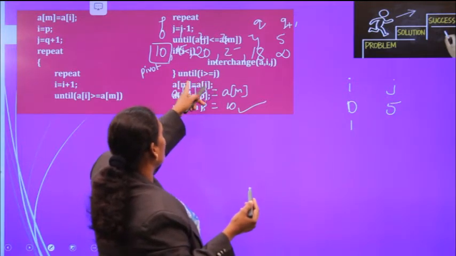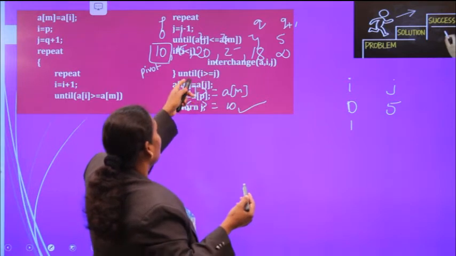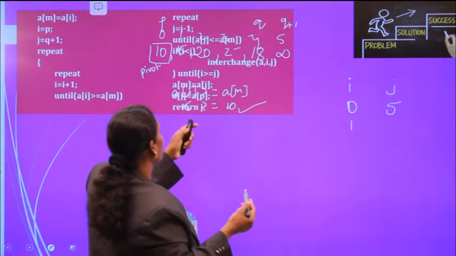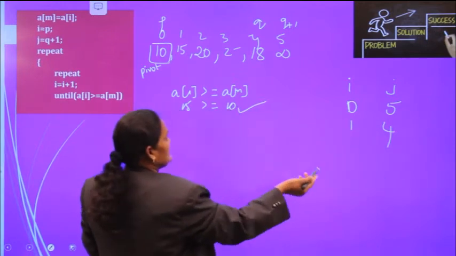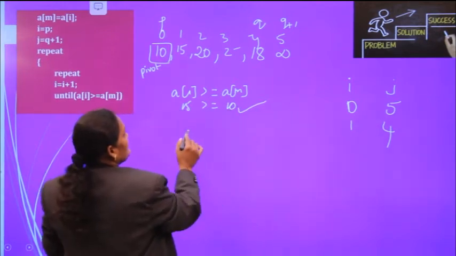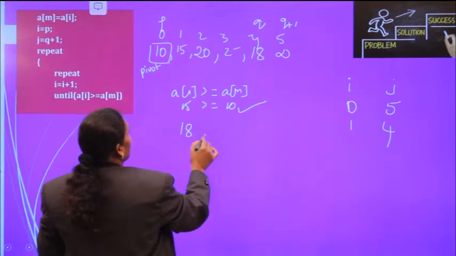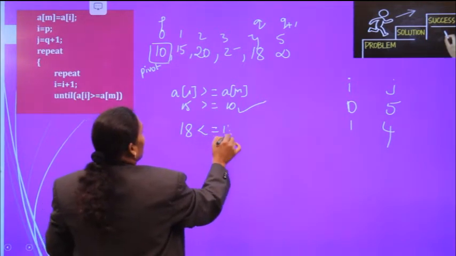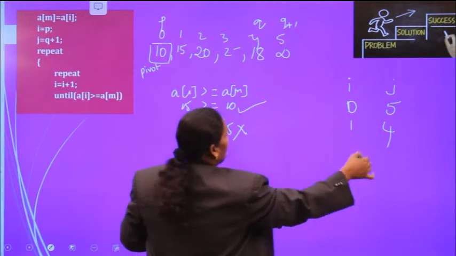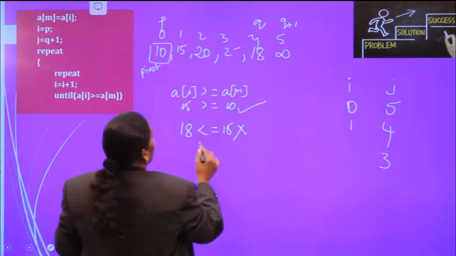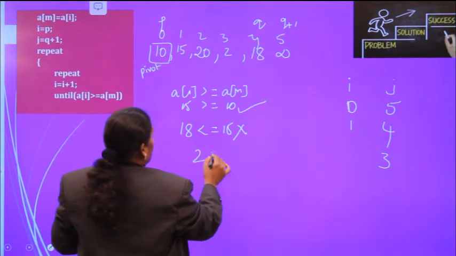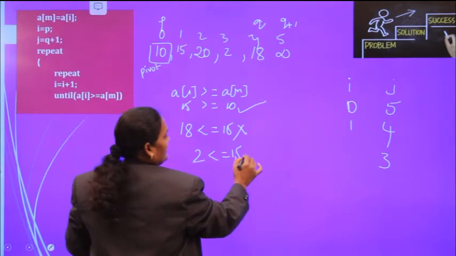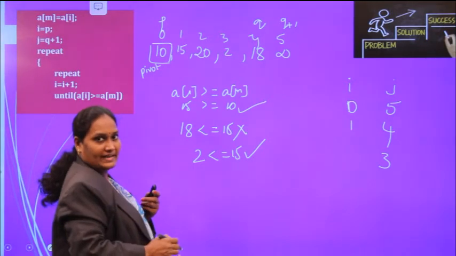Till which point do I need to decrement? Until A of J is less than or equal to A of M. Now decrement A of 4. J is decremented. By decrementing J, what is the value? 18 less than or equal to 15? Here the condition is false. Again I am going to decrement to 3, which is 2 less than or equal to 15. Here the condition is true.